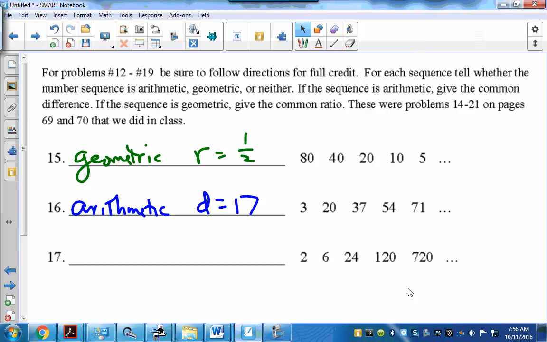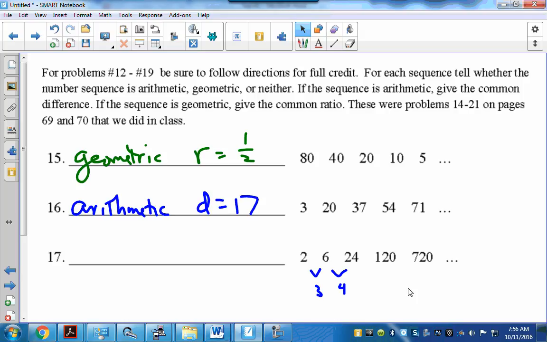Okay, what's going on here? These are growing pretty rapidly, so probably geometric. Let's check. 6 divided by 2 is 3. 24 divided by 6. Well, that's not 3. That's 4, right? That's 4. So not geometric, does not have a common ratio.